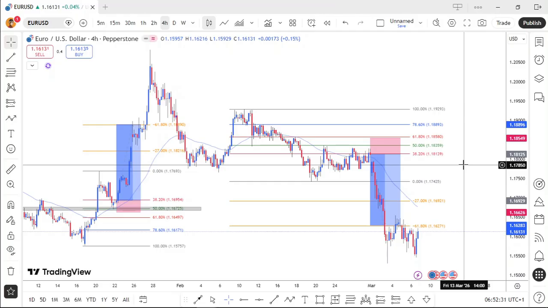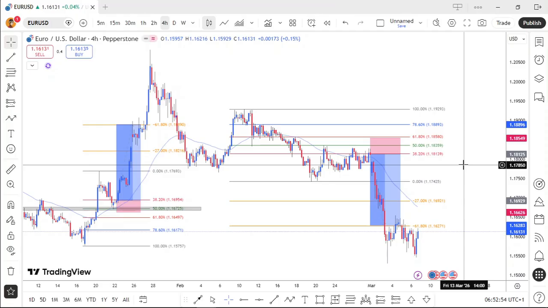Don't use Fibonacci without other confluence. Fibonacci is not just a standalone tool. You use Fibonacci to help increase your confluence, that is, to increase your odds of finding potential reversal levels.